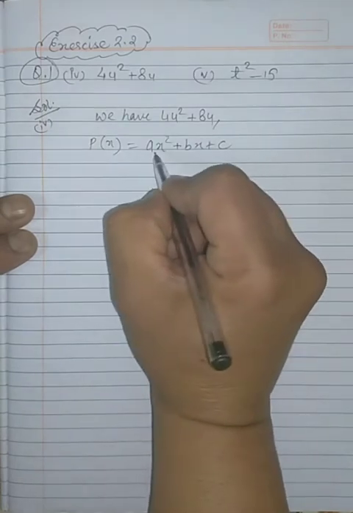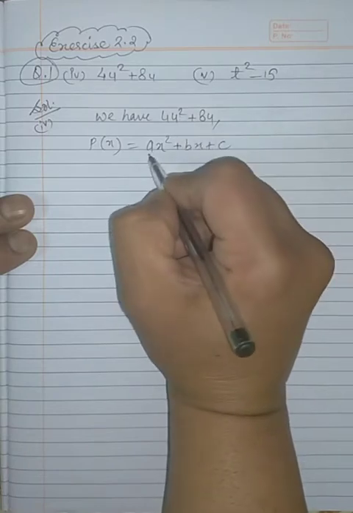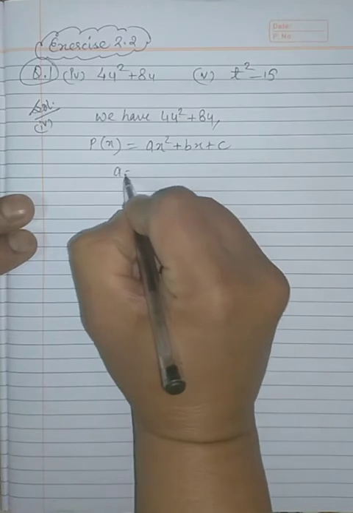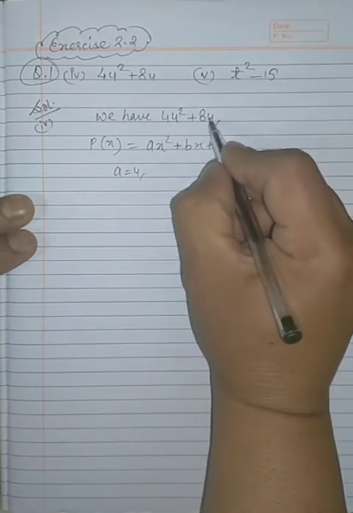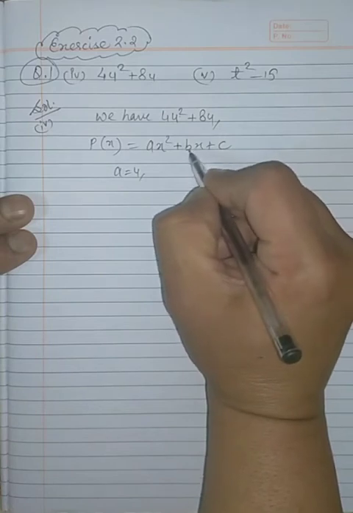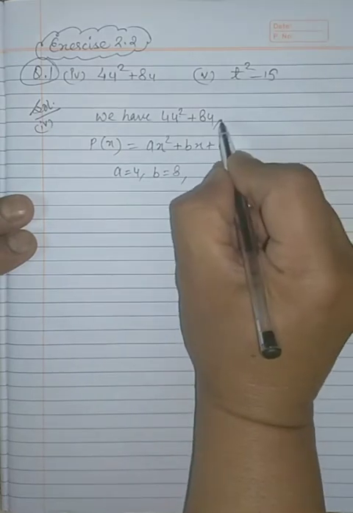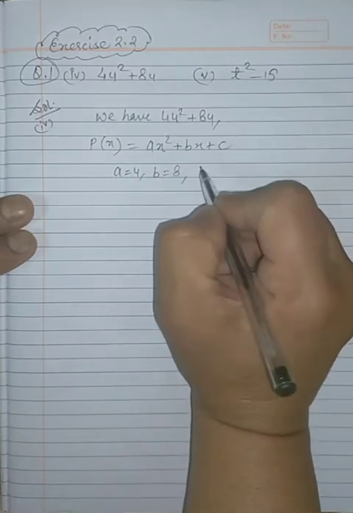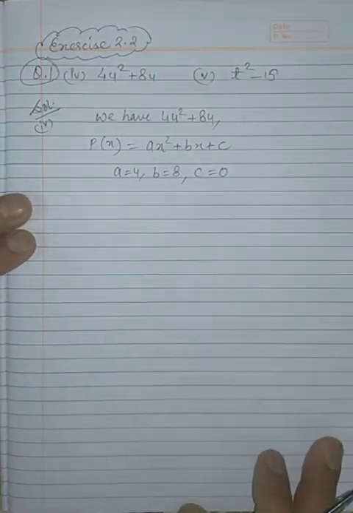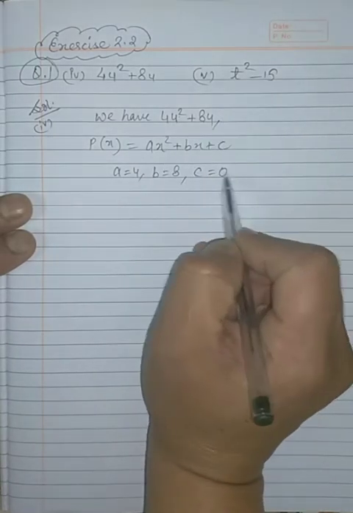So as you can see, if we compare the first part, x square, we have u square. The coefficient of u square is 4, so we will take a is equal to 4. 8u can be compared with bx, so the value of b will be equal to 8. And you can see here there is no constant term. That means c will be equal to 0. So we have a is equal to 4, b is equal to 8 and c is equal to 0.